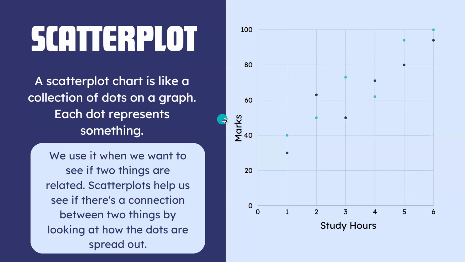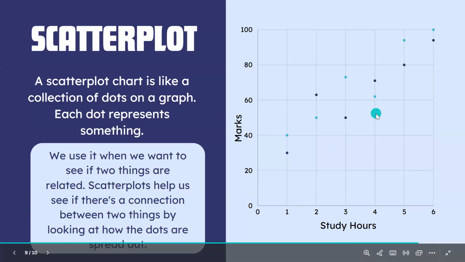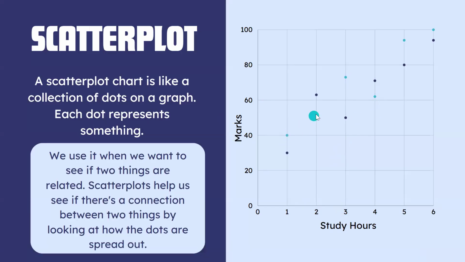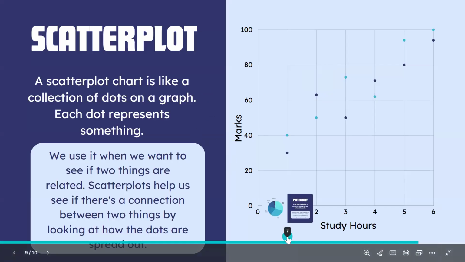For example, one axis is marks and another is study hours. That refers to the students, right? Each dot is referred to the marks and study hours of a student. We use it when we want to see if two things are related. Scatter plot helps us to see if there is a connection between two things by looking at how the dots are spread out.